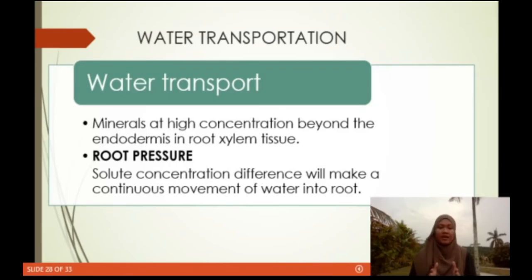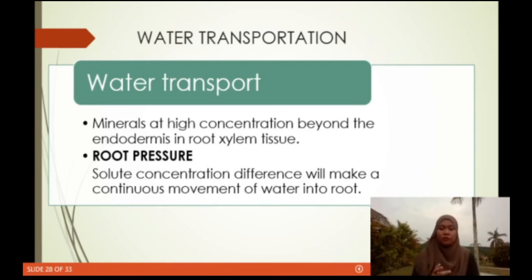For me, I will explain about water transportation. So, what is water transport? Water transport has two points here. For the first point, minerals at high concentration beyond the endodermis in root xylem tissue. Focus on concentration beyond endodermis in root xylem tissue. So it means the medium of the plant doesn't need to be soil. It can be cotton or maybe water, the hydroponic system. As long as the minerals in the water or cotton are at higher concentrations, water transport will always happen.